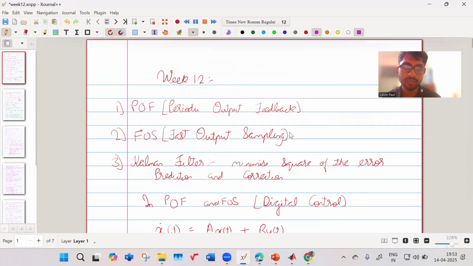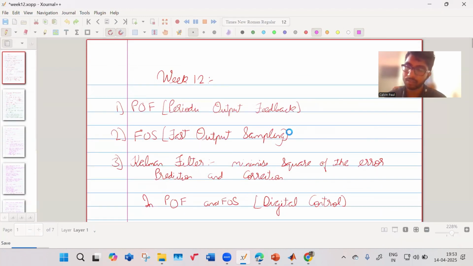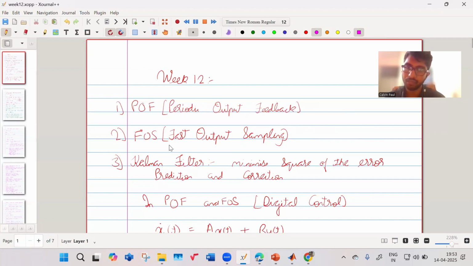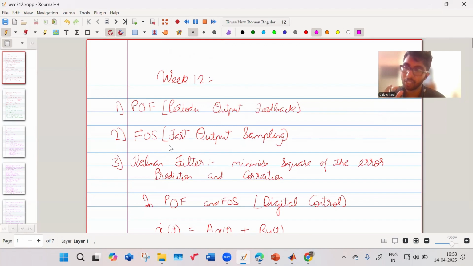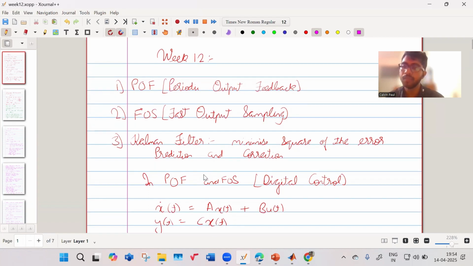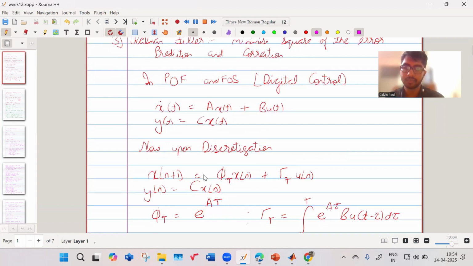Let me do a recap of the session. First, in week 12, Sir taught POF, FOS, and Kalman filter, at least these basic names. Periodic output feedback is where the output is fed back with different gains at different time instants. FOS is fast output sampling, where we sample the output multiple times while we sample the input only one time. Kalman filter is used to minimize the square of the error. It contributes to prediction and correction.